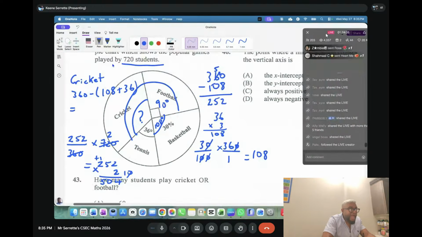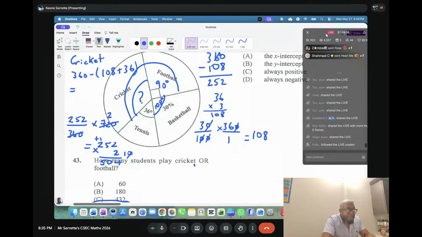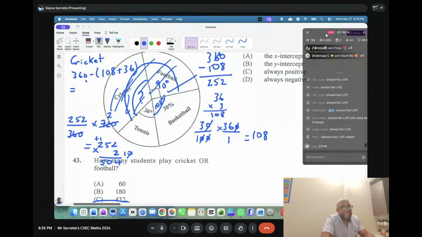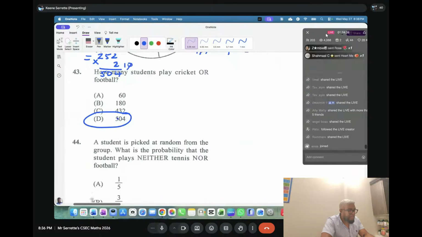For those who are not sure what Mr. Sarah did here, I needed to find how many students play cricket or football. Cricket or football will be these two areas here, right? So what did I do? I minus 108 plus 36 from 360. So I know that cricket and football is represented by 252 degrees. So 252 degrees over 360 will tell me what fraction of the 720 students actually played cricket or football, right?